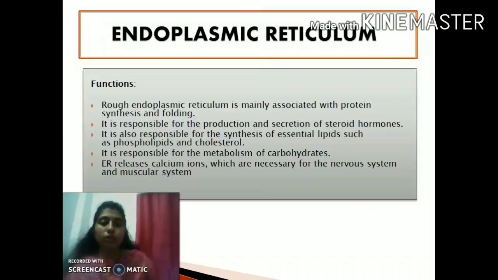Okay, which are generally produced and secreted from the endoplasmic reticulum. Next, the smooth endoplasmic reticulum mainly is responsible for the synthesis of essential lipids such as phospholipids and cholesterol.